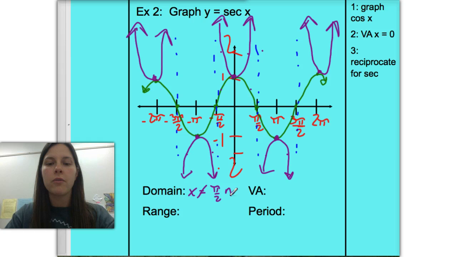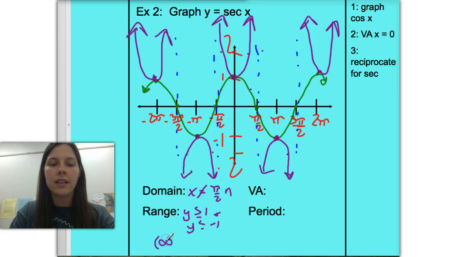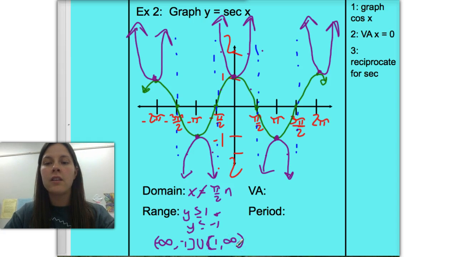Range is the same for secant and cosecant, so y is greater than or equal to 1 or less than or equal to -1. So going over that set notation again, -infinity to -1 and 1 to infinity. Vertical asymptotes, same as the domain, x equals a vertical asymptote at all of those odd multiples of pi over 2, and the period, just like the cosine function, is 2 pi.